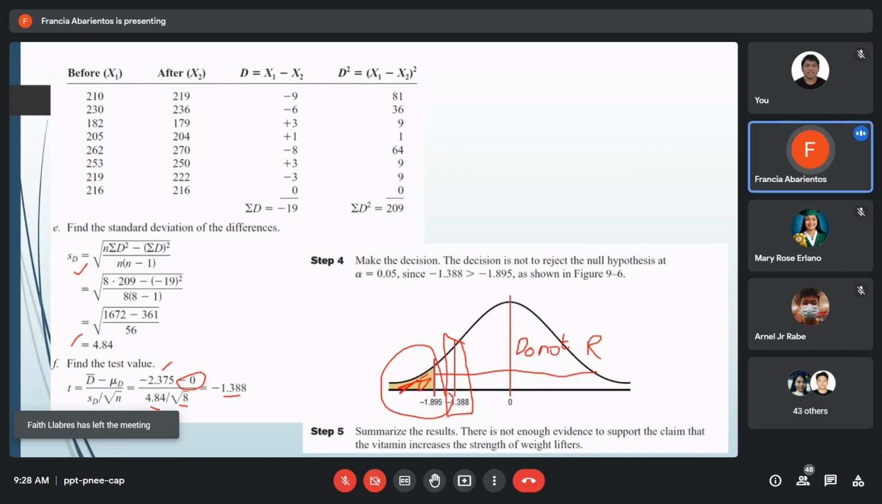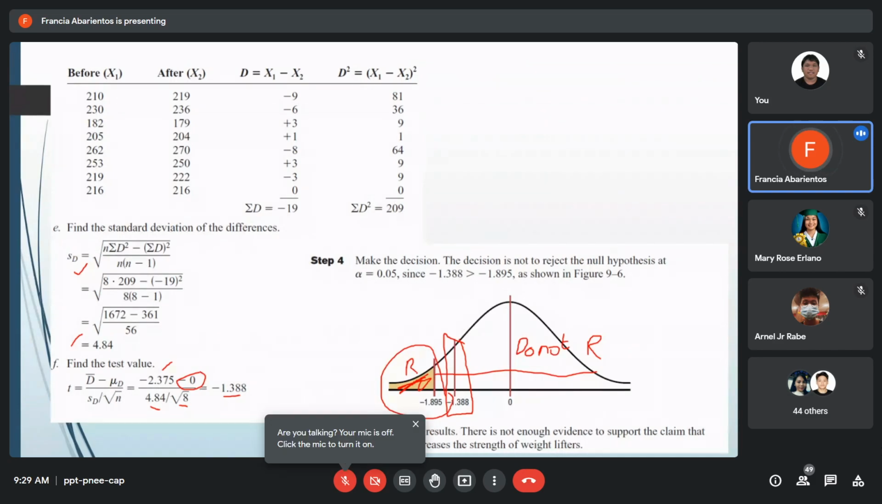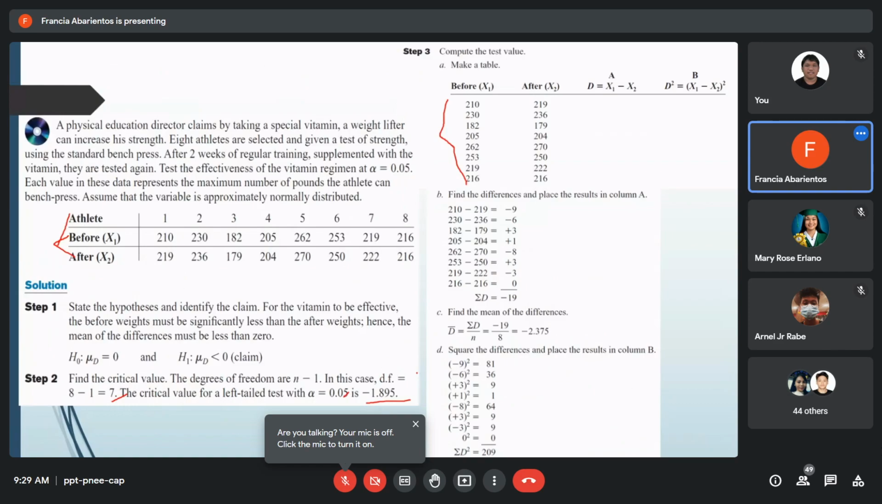And this, the shaded portion, is the rejection region. So we have not enough evidence to support the claim that the vitamin increases, right, class? We have no evidence, so the vitamin increases the strength of the weightlifters. So, ganun siya kasi kino-connect mo yung rejection natin or acceptance ng H0 natin dito sa problem.